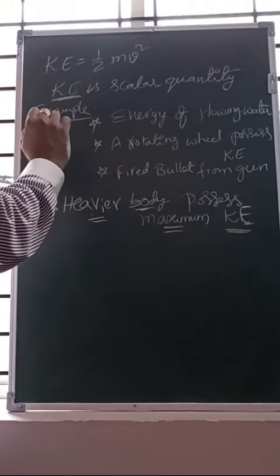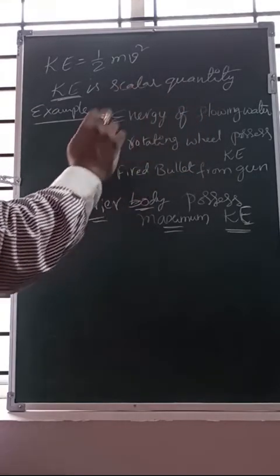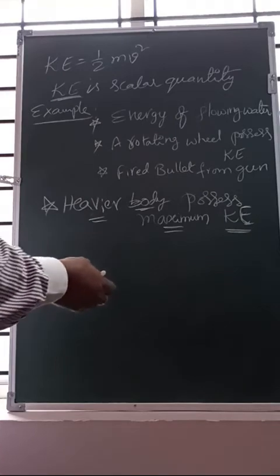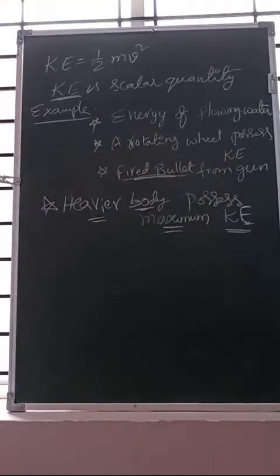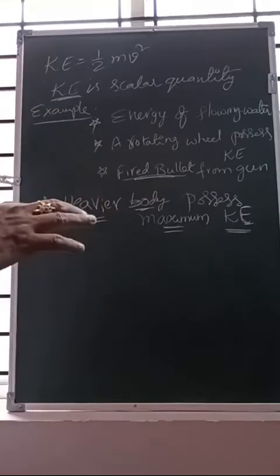What are the examples of kinetic energy? Kinetic means motion. The energy of flowing water: flowing water has kinetic energy. A rotating wheel has kinetic energy. Suppose I fire a bullet from a gun, a machine gun or a rifle, whatever it may be. A fired bullet from the gun is an example of kinetic energy. A body in motion possesses kinetic energy.